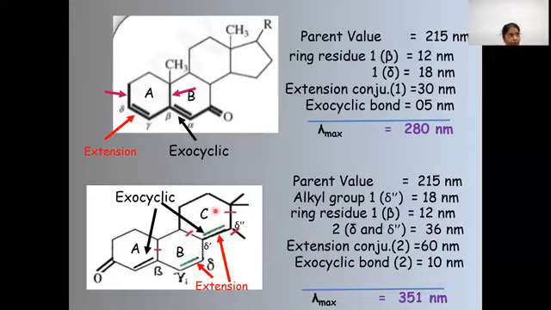Extension of conjugation of two double bonds. This is the parent molecule and two more double bonds are present in conjugation. So the two double bonds are in the form of extended conjugation. For this, the increment will be 60 nanometer. When we consider exocyclic double bond, the same for ring B, this bond is exocyclic and this bond is also exocyclic for ring B. So 2 exocyclic bonds for 10 nanometer. So the total value of lambda max will be 351 nanometer.